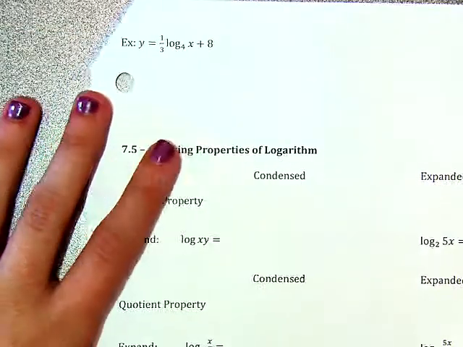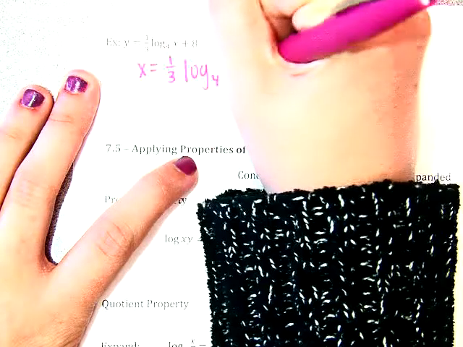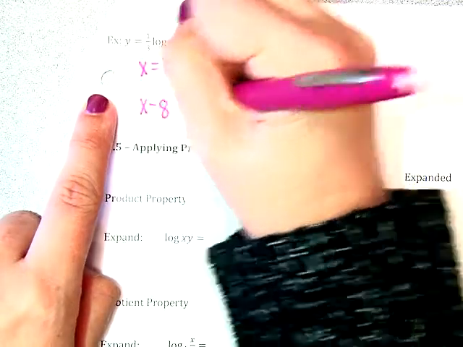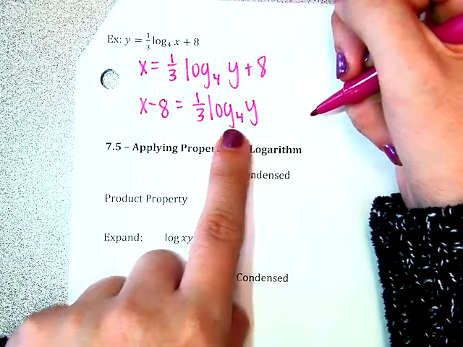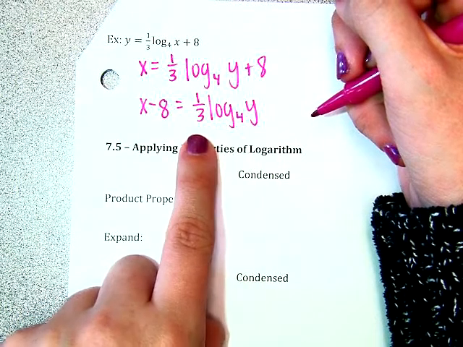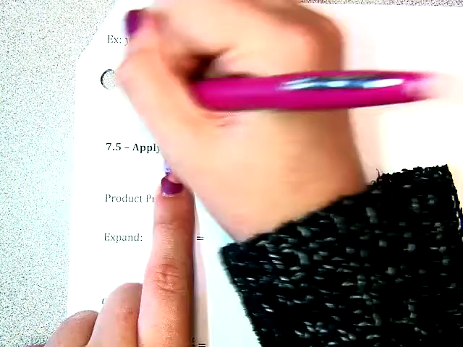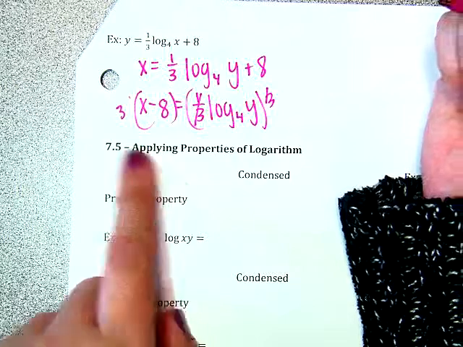One more. Get a function like this, switch my x and y. Log base 4 of y plus 8. So I'm going to move that 8 over to the other side. x minus 8 equals 1/3 log base 4 of y. I want to get this log by itself. Right now it's being multiplied by 1/3, so to get rid of that, I'm going to multiply by 3. Because this and this will cancel out.